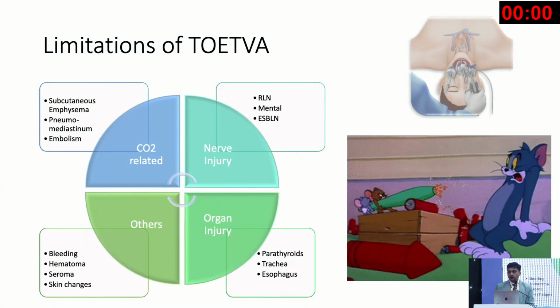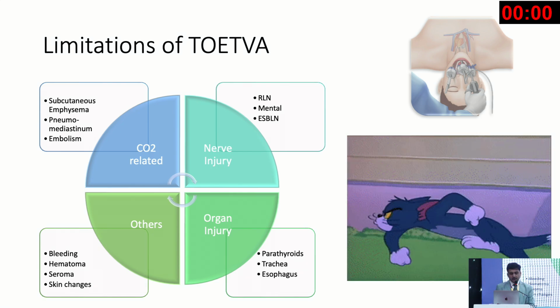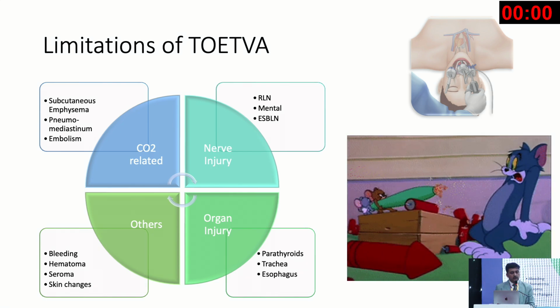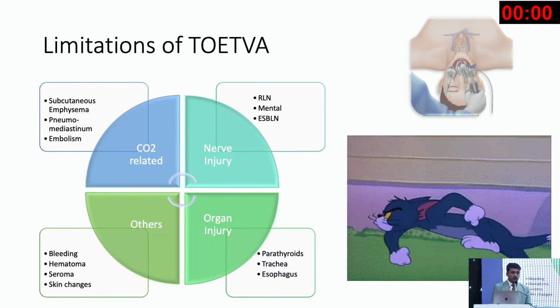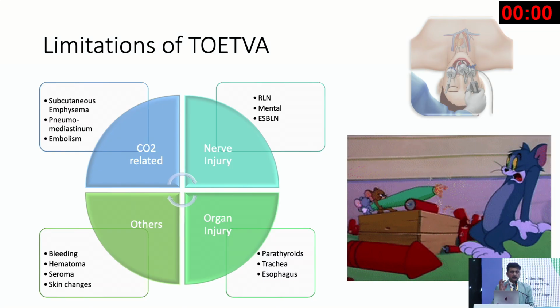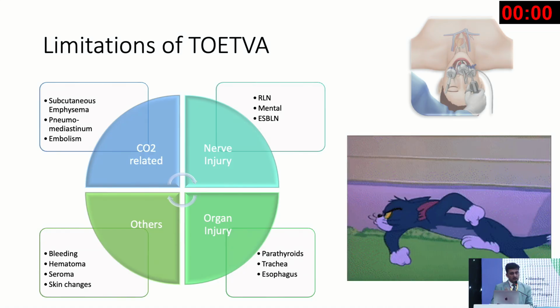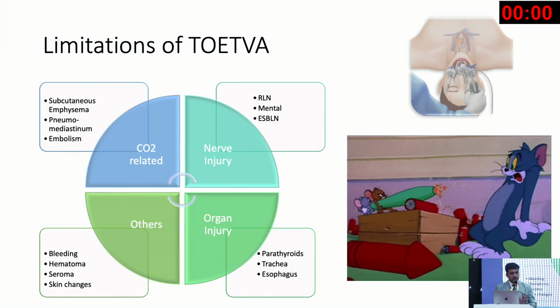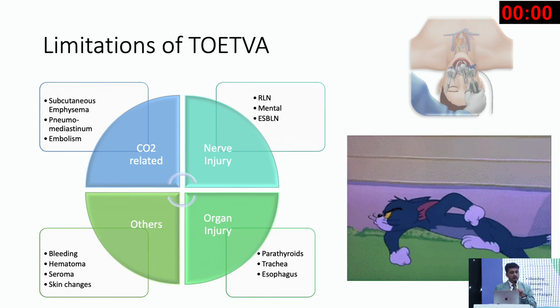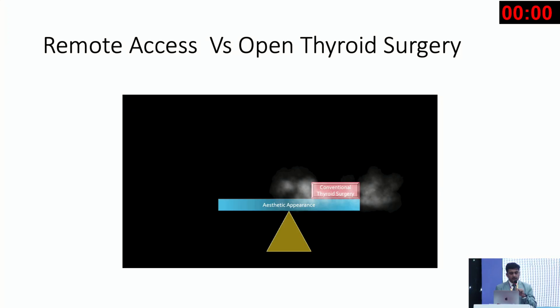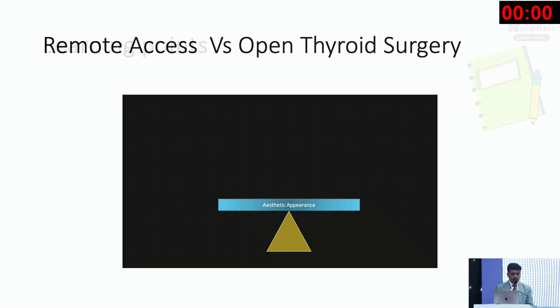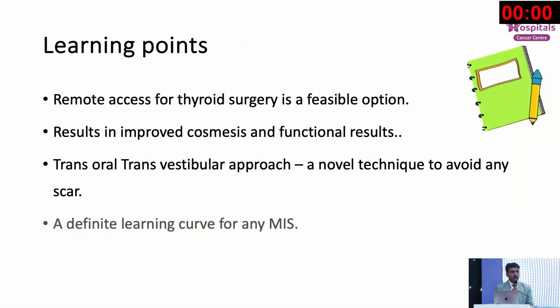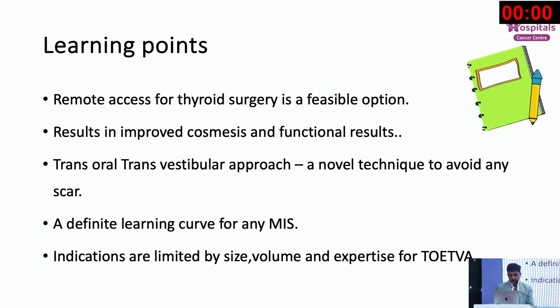Finally, nothing is without complications. Just one last minute. You can have complications related to CO2 insufflation, related to the nerves, related to organ damage, and others like bleeding and hematoma. It's possible. The only thing is, with experience, you try to reduce your complications. I would put remote access thyroid surgery versus open surgery: the only benefit is the cosmesis as of now. There is nothing else that you would rate it on. And yes, it needs a learning curve, but it is doable.